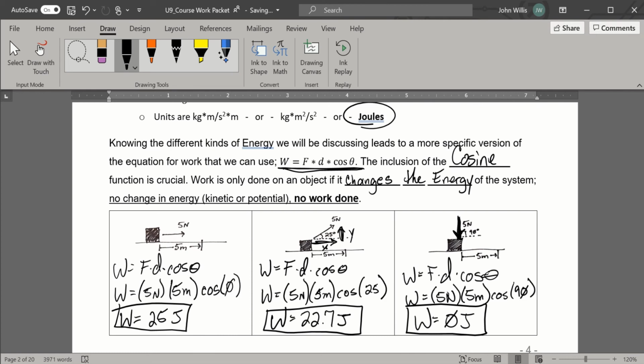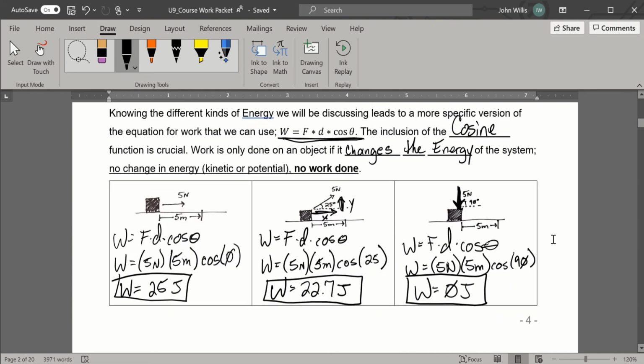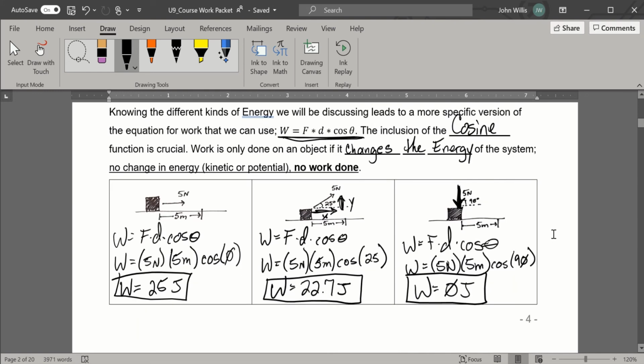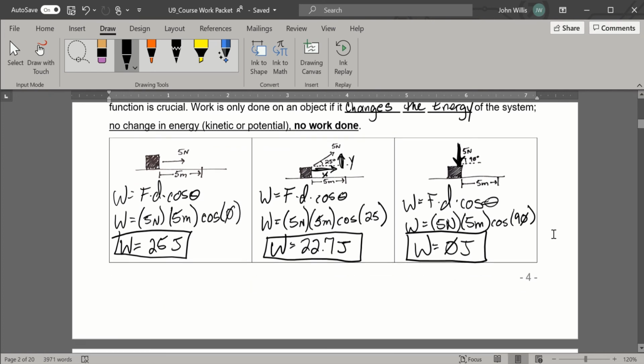So you've got to include that cosine function. More often than not, the angle will be 0. Cosine of 0 is 1, and we can ignore it. But there will be worksheets, obviously, where that angle isn't going to be 0. Only part of our force is going towards doing work on the system.